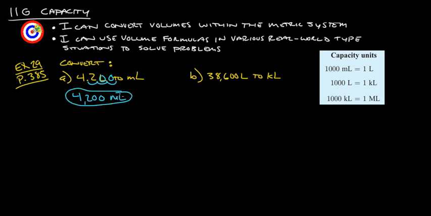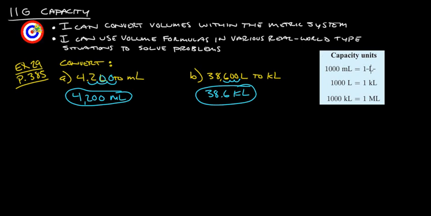Alright, so second one, 38,600 liters to kiloliters. So we're going from liters to kiloliters, so 1,000 liters is the same as 1 kiloliter. So here's the decimal, and now we're going to move it the other direction. 1, 2, 3, so it's going to be 38.6 kiloliters.